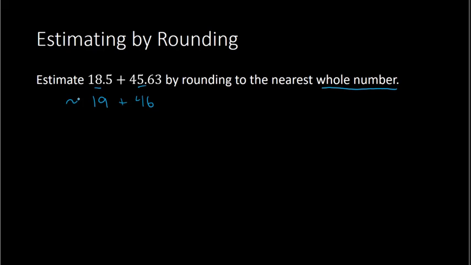So what I have is approximately 19 plus 46, and when I add those, we work from right to left. 9 plus 6 is 15, so we have the 5 from 15, and then carry the 1 over here. 1 plus 1 is 2, 2 plus 4 is 6. So my final rounded answer is going to be approximately 65.